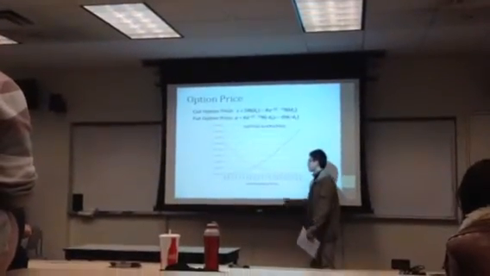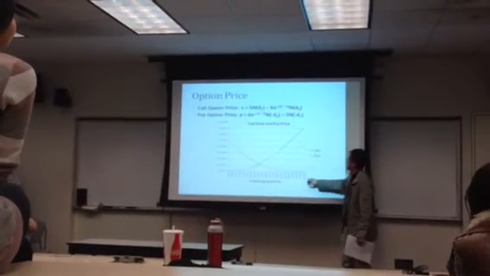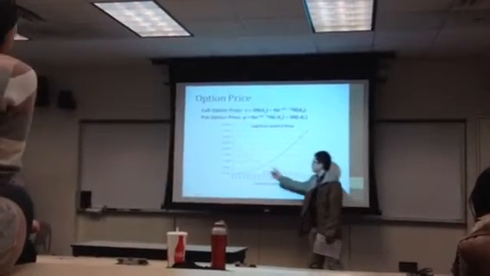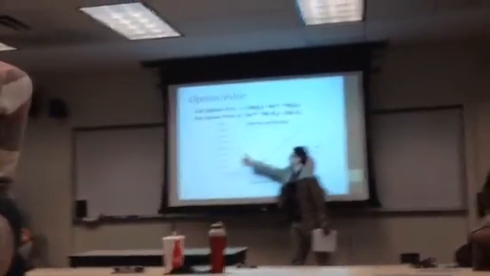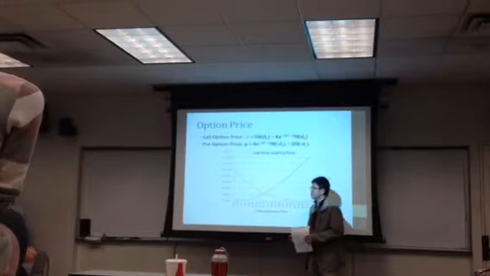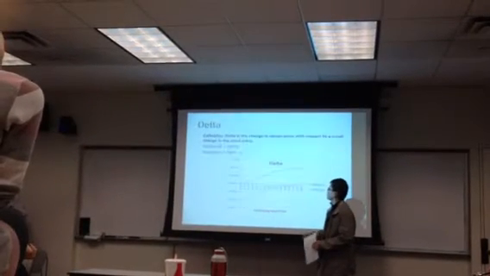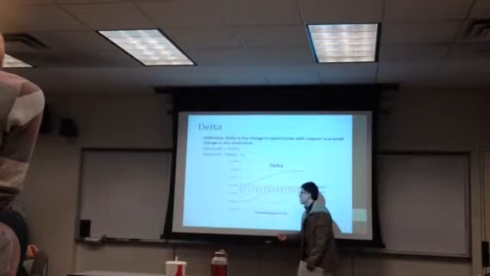As we could see here, when the underlying asset price goes from 40 to 100, the call price increases and the put price decreases. This is very straightforward because of the definition. Okay, next slide. Then we talk about the delta.